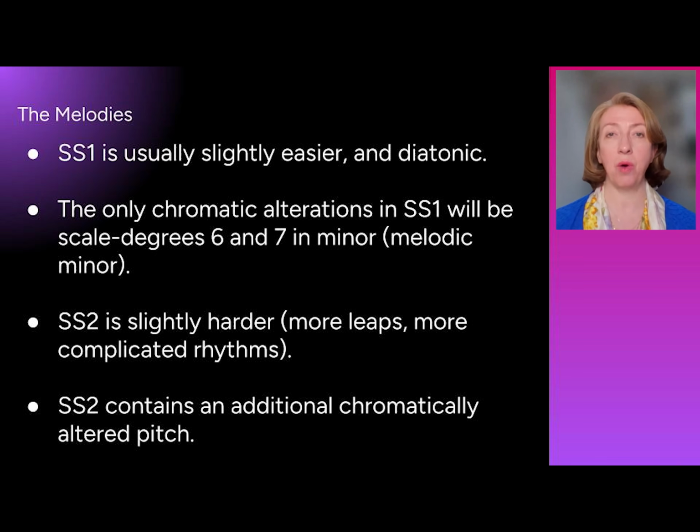SS1, or sight singing 1, is usually slightly easier and diatonic. The only chromatic alterations in SS1 will be scale degrees 6 and 7 in minor, and that would be to accommodate melodic minor. Sight singing 2, or SS2, is slightly harder. You can expect to find more leaps, more complicated rhythms, and usually just more notes. Sight singing 2 also contains an additional chromatically altered pitch.